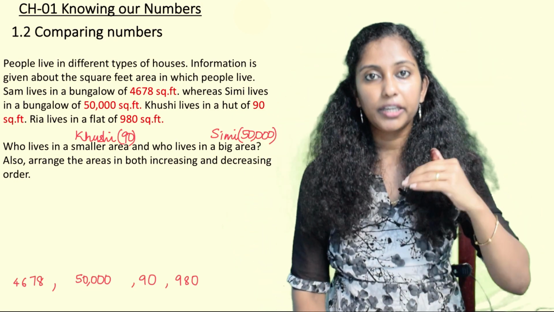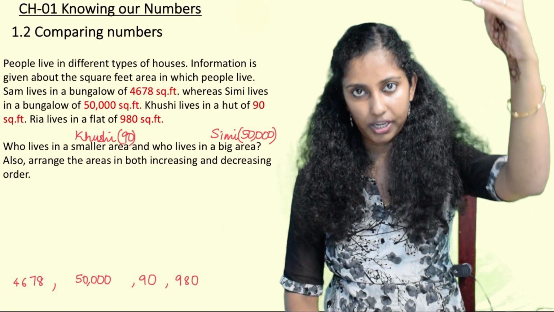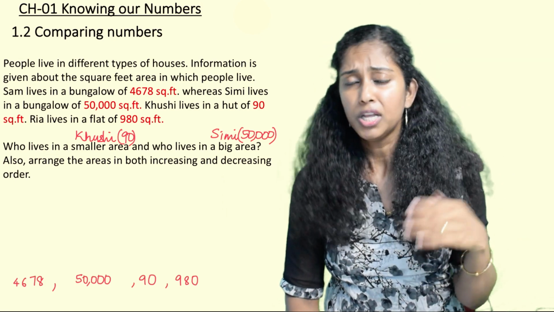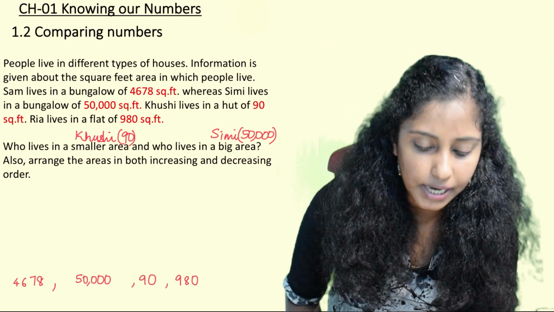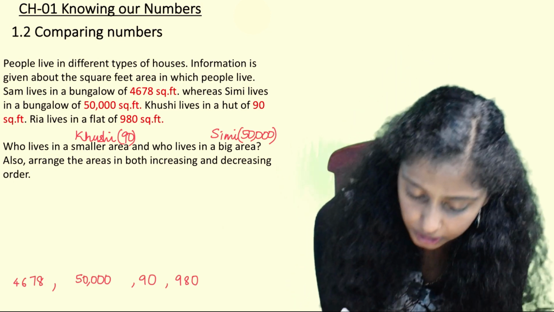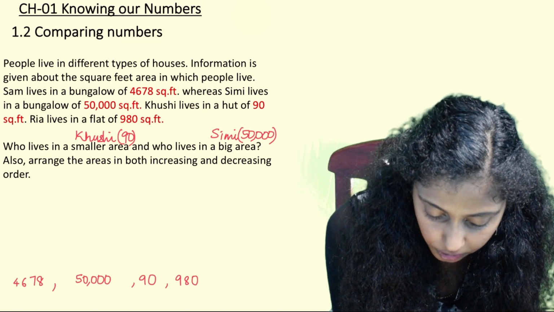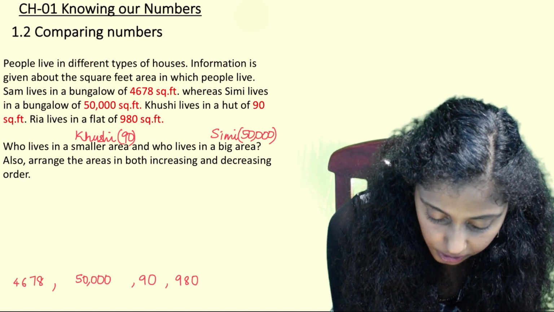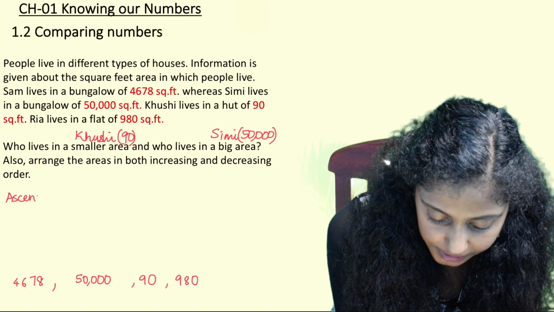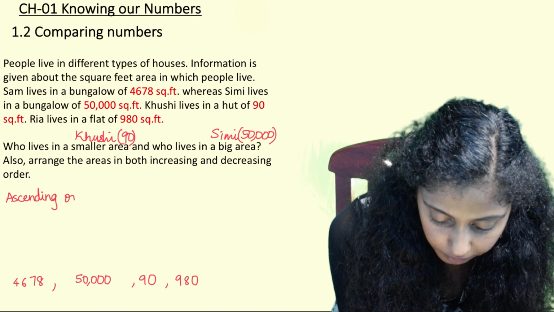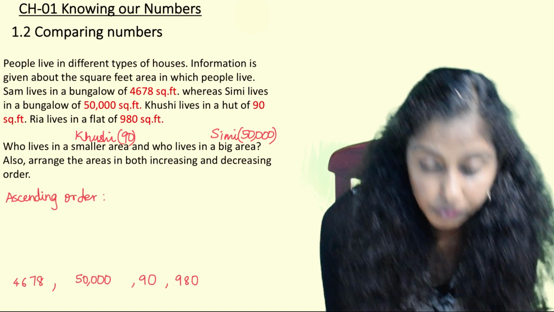When we say increasing order, small to big, that is called ascending order, which we have also done in our lower standard. It is not at all new or difficult for us. It is just the same as what we have done in our lower standard. So increasing order is also called ascending order. In ascending order, what we do is go from the smallest to the biggest.